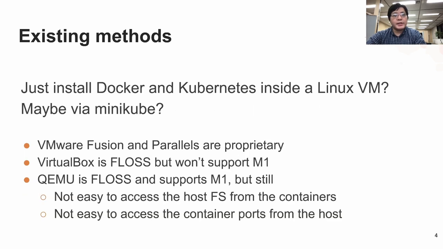So we could just install Docker and Kubernetes inside a plain old Linux VM, perhaps via minikube. But this isn't really straightforward. Some VMs, such as VMware and Parallels, are proprietary. VirtualBox is free and open source, but VirtualBox is specific to the Intel architecture, and VirtualBox will not support Apple's M1 chip, which is based on ARM architecture.